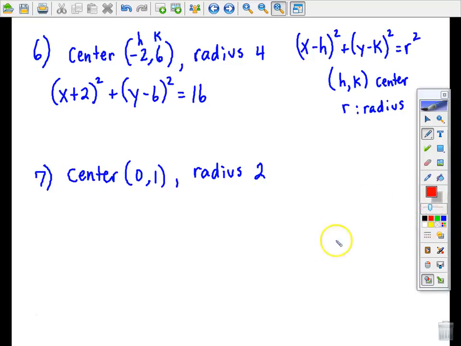Okay, let's move on to number 7. Let me change the color up a little bit. Since we're subtracting 0, x minus 0, I'm not going to show x minus 0 because x minus 0 is just x, so I'm just going to show it as x squared plus k in this case is 1. Remember, this is h and this is k. So we got y minus 1 squared equals the radius squared, which is 4. So that's your answer for number 7.